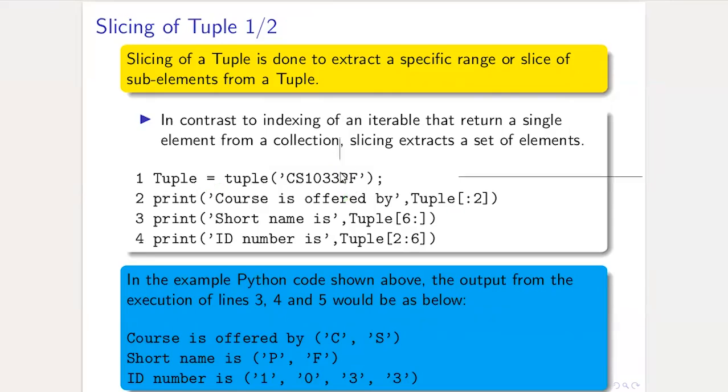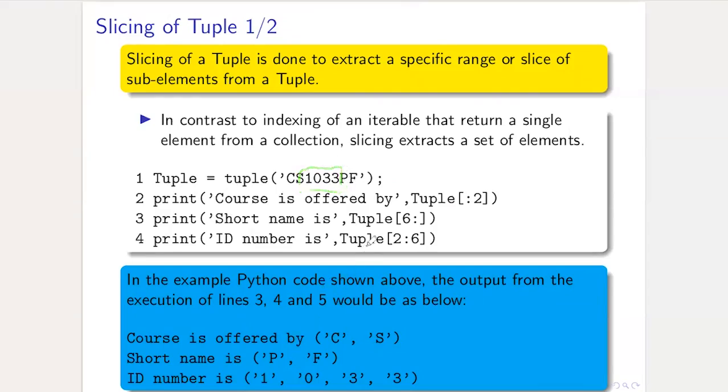Depending on the particular module name, it will have whatever the length. So I can say, take the short name starting from 6 until the end. So I don't define the end; the blank would mean this is the end. In this case, I get a tuple P and F, and the ID number for a course is the code that is given from 3, 4, 5, 6.